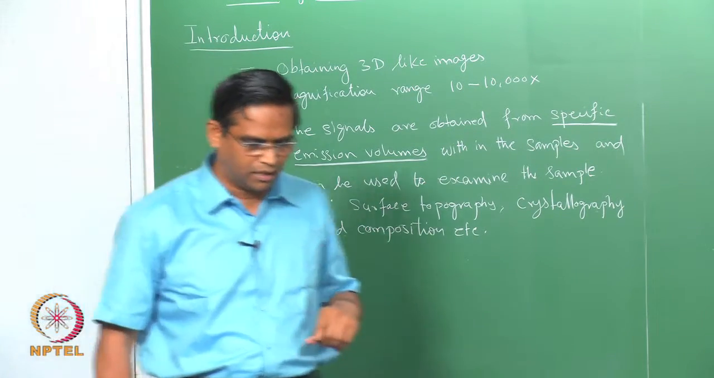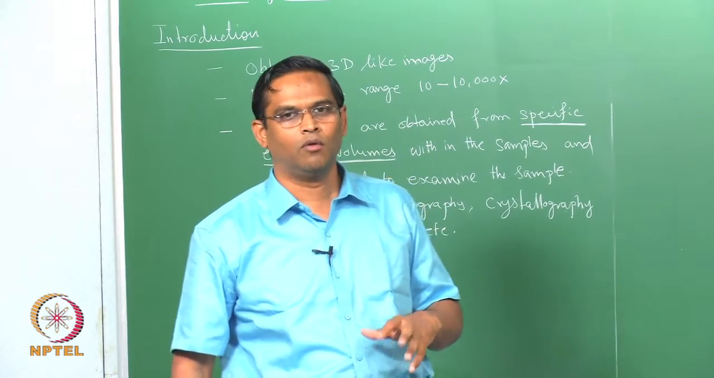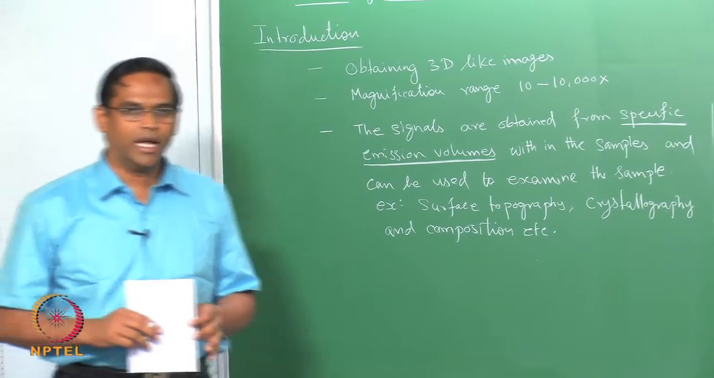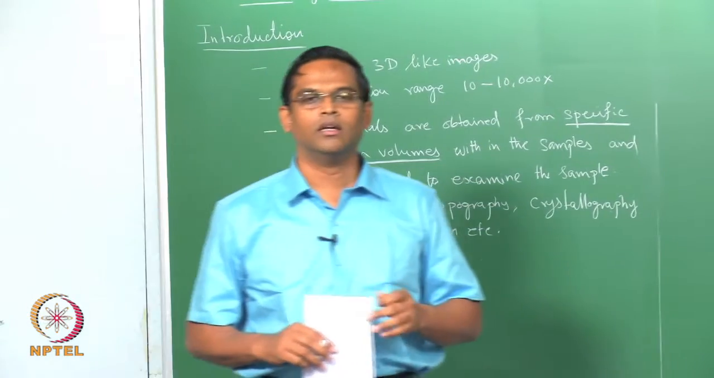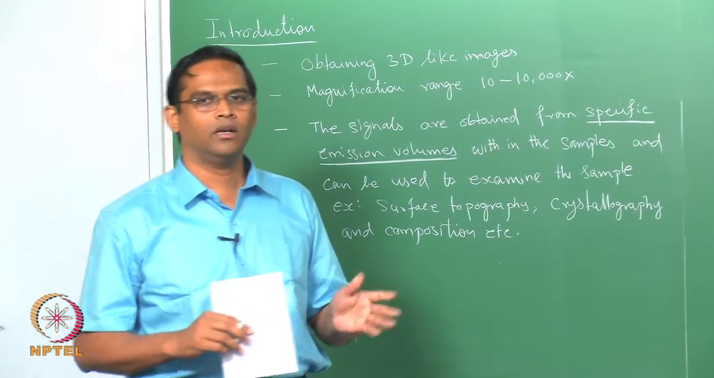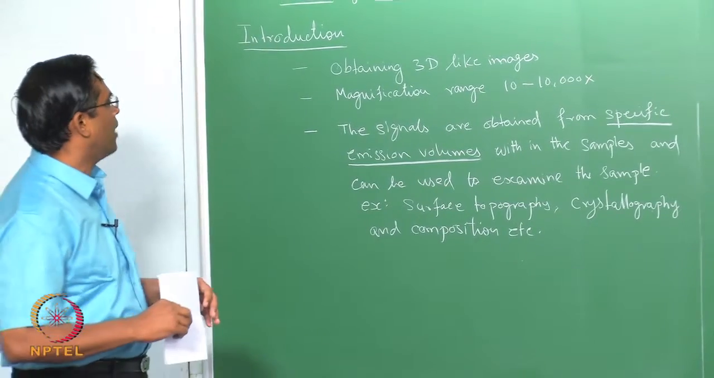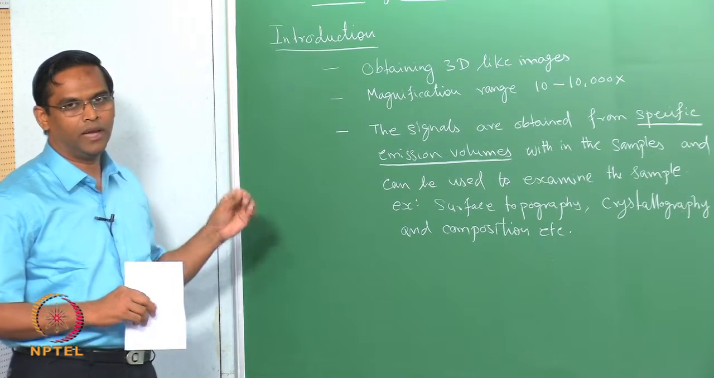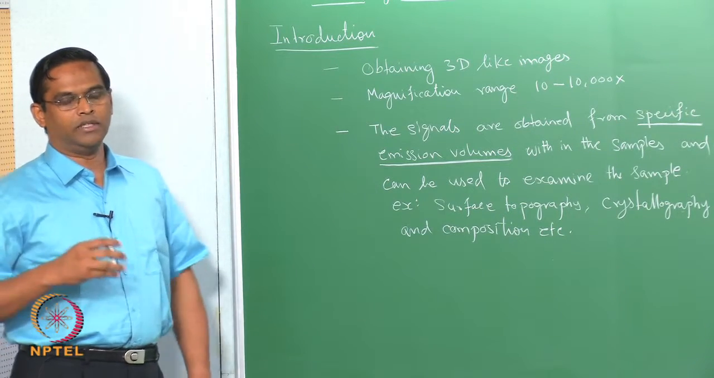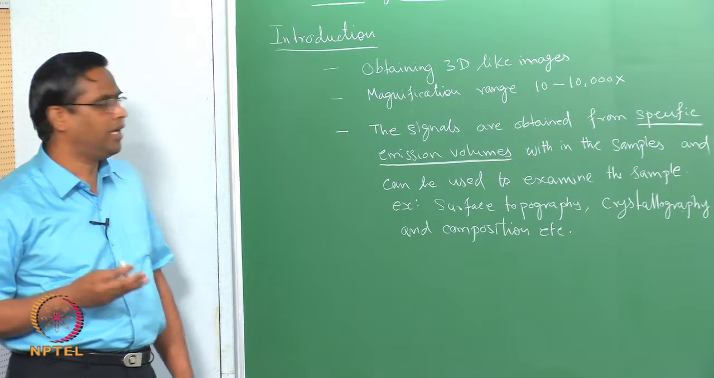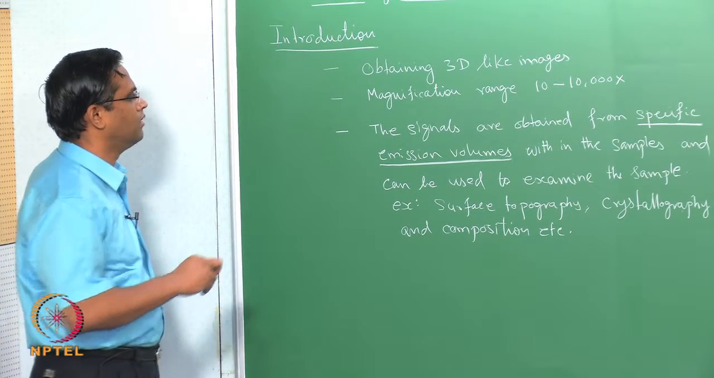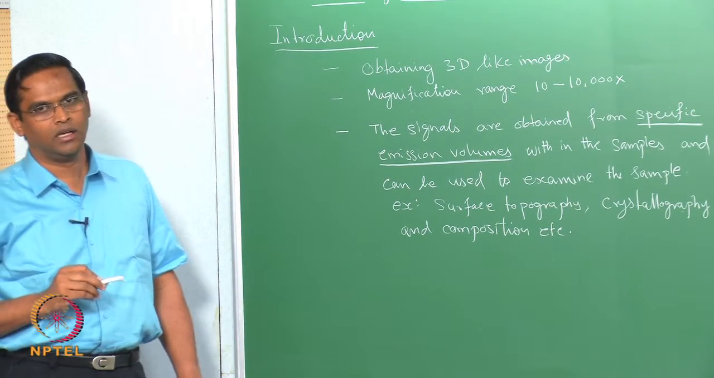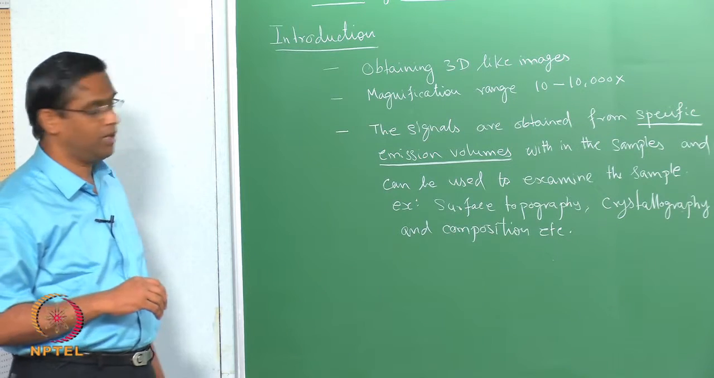In an introduction to scanning electron microscopy, we should know what its unique capabilities are. Why do we opt for a scanning electron microscopy investigation in comparison to a light optical microscopy? The primary objective is to obtain magnification with high resolution. In very simple terms, you can obtain microscopic details, 3D-like images.